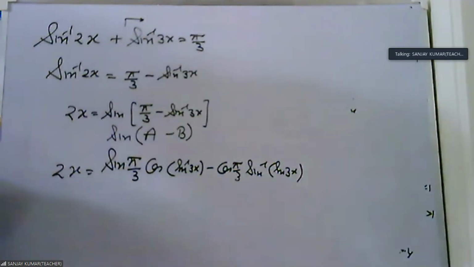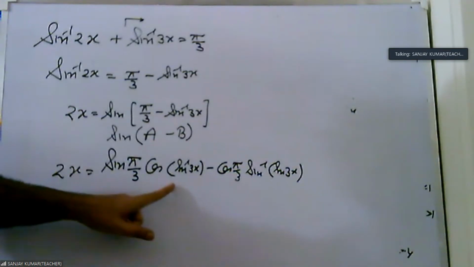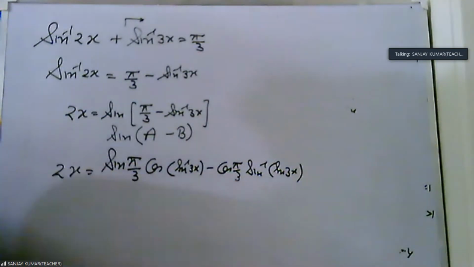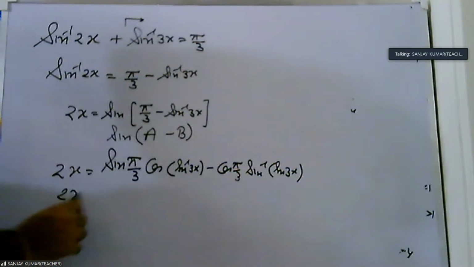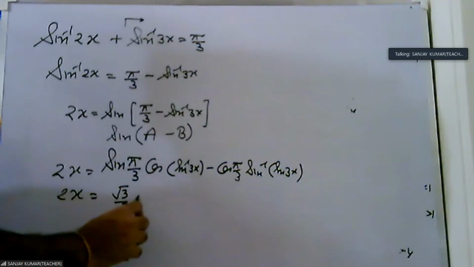Then again see, this is A, this is B. We apply sine A cos B minus cos A sine B. This has come in the board exam for 4 marks. Okay, this is 2x equal to sine pi by 3, which means sine 60 degree, that is root 3 by 2. Now you have a problem.